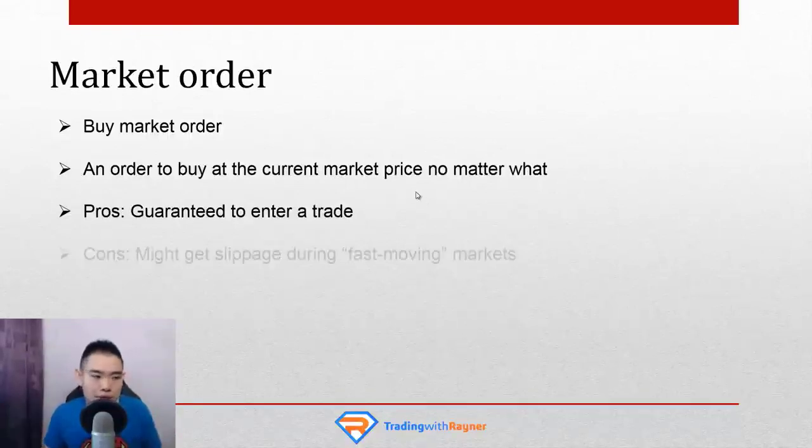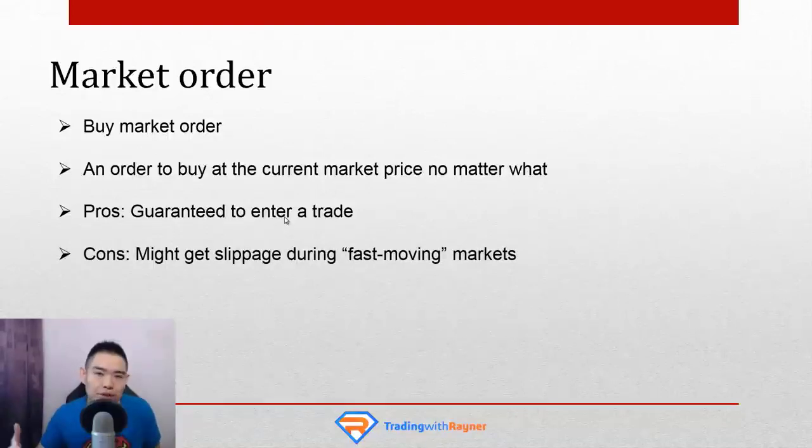But the downside to this is you might get slippage during fast moving markets. And you might be thinking, Rayno, what is slippage, man? So here's the thing. In the Forex market, yes, it's liquid most of the time. But when there's a big piece of news coming out, like let's say NFP, non-farm payrolls, or FOMC meetings.